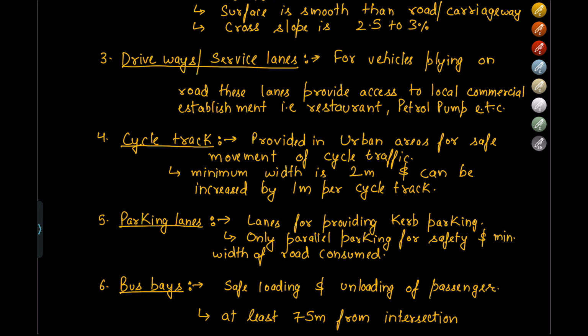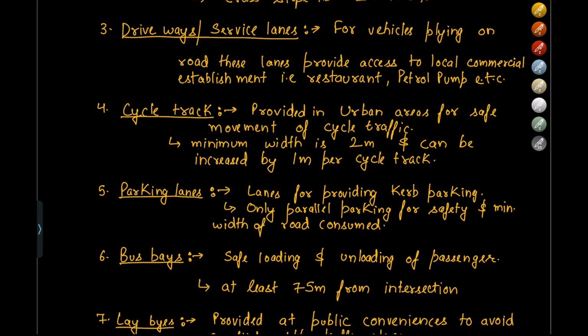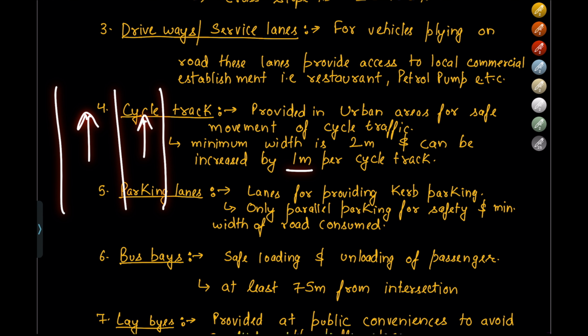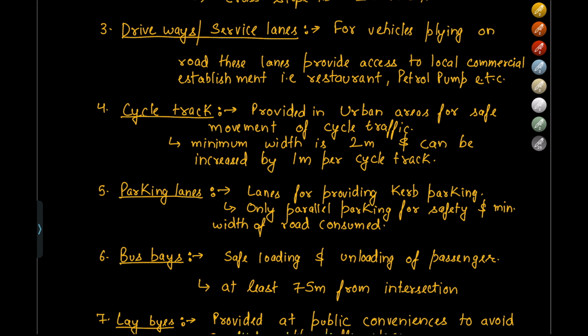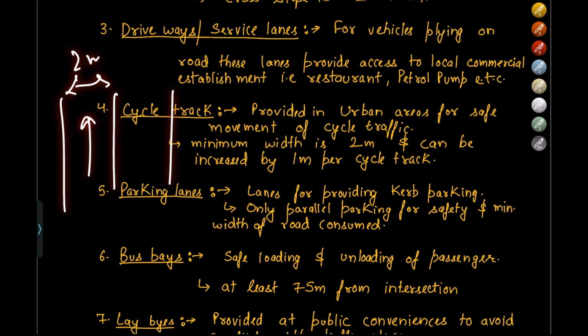It is provided in the urban areas for safe movement of cycle traffic. Wherever the cycle traffic is more, or bicycle or you can say slow moving traffic is more, cycle tracks are provided to make sure that they are segregated from the fast moving or fast paced vehicles, and hence they are safe. The minimum width to be provided for a cycle track is 2 meter, and it can be increased by 1 meter per cycle track. If a cycle track is like this and we need to accommodate the movement of one more cycle, it could be increased by 1 meter. This would be 2 meter, and if we need to increase it, it needs to be 1 meter.